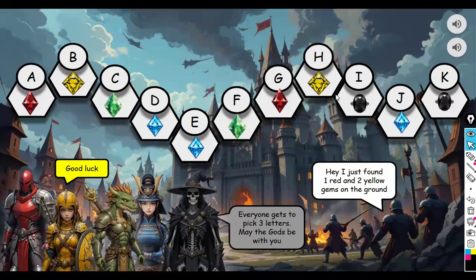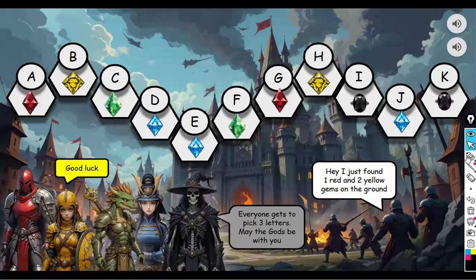Oh, by the way, in case you didn't get any gems, this soldier here, look at him, he just found 1 red and 2 yellow gems on the ground. So if you're on team red, you get 1 extra red. If you're on team yellow, you get 2 extra gems, right? So thank goodness for this soldier. Right, so add it up to your count there. Let's move on.